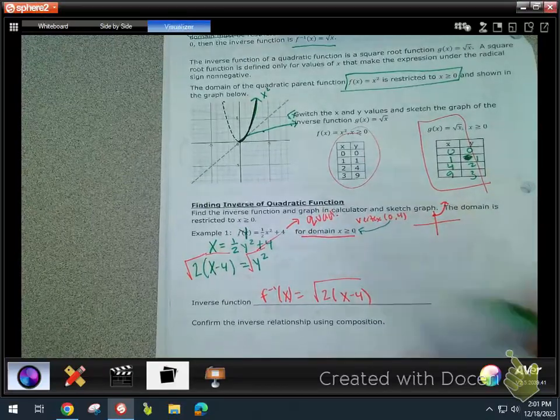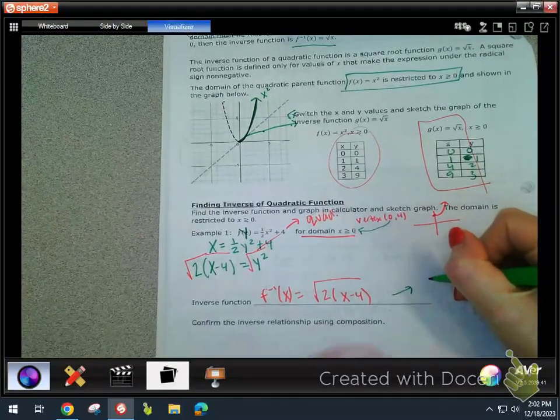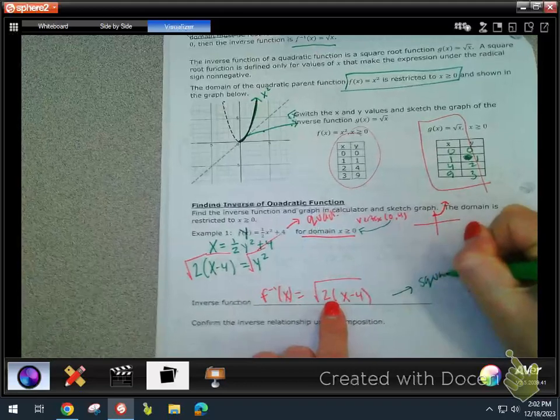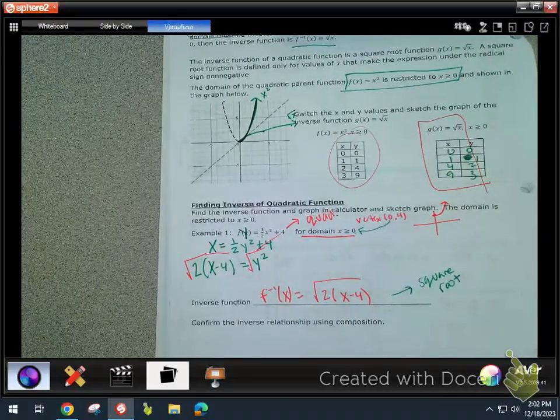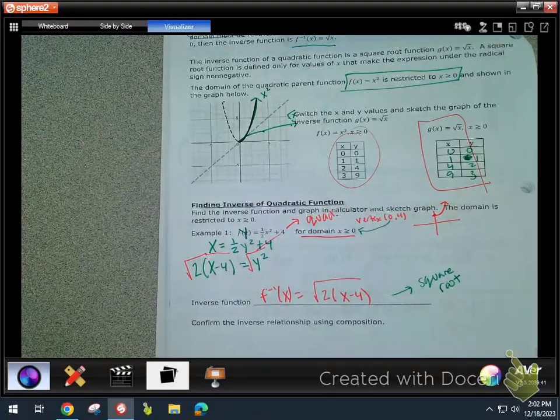And what kind of function is that? Square root. So kind of back to, I think I talked about this last time, I like to have an idea: if I start with the squared, I better be ending up with the square root. If I start with the square root, I'm going to end up with a squared.